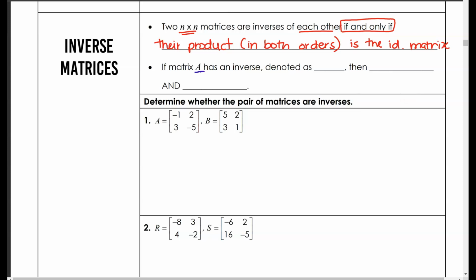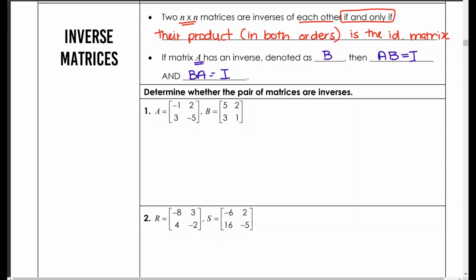So that's how we define an inverse when it comes to matrices. So if matrix A has an inverse denoted as B, then we know that A times B must equal I, and that B times A must also equal I. In other words, they must equal the identity. So let's take a look at a couple of examples and determine if they are inverses. So determine whether the pair of matrices are inverses.